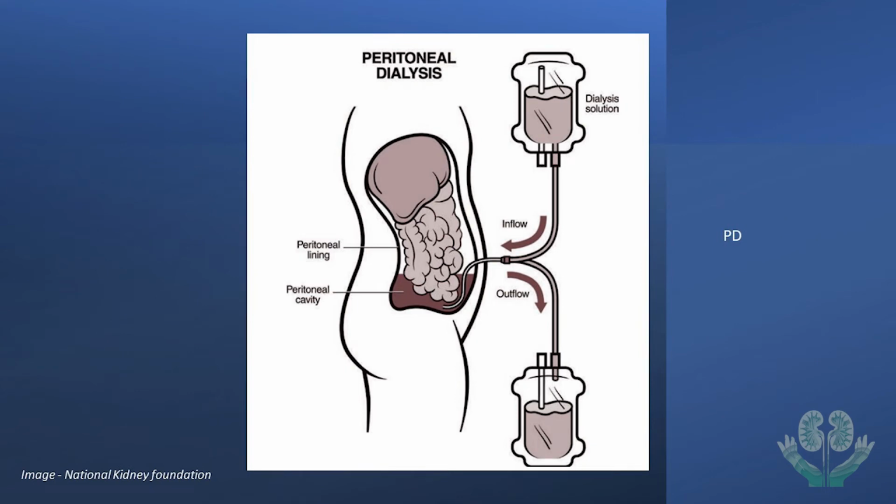Coming to the next form of dialysis, which is PD or peritoneal dialysis. Here, a specially formulated fluid called dialysate is pumped into the abdominal wall. The abdominal wall acts as a filter, and waste and excess fluid is drawn from the blood vessels in the abdomen, which then the fluid is drained out in cycles.